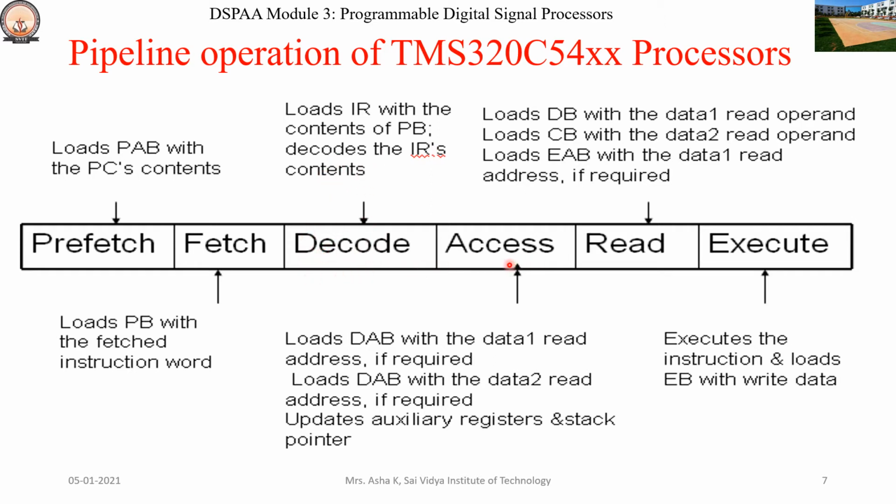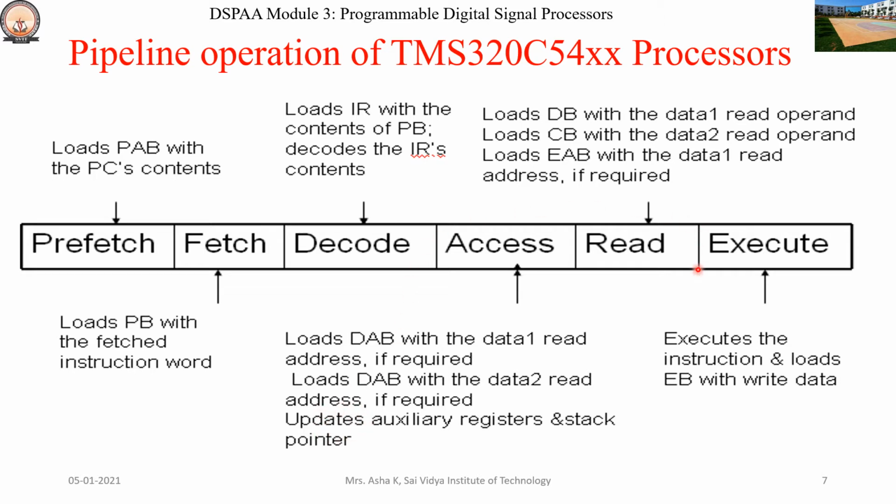Whereas the fourth phase that we have here is the access phase. It loads the data address bus with the data 1 read address if required, and also loads the data address bus with the data 2 read address if required. And also in the access phase, a very important thing is that auxiliary registers and stack pointers are updated.